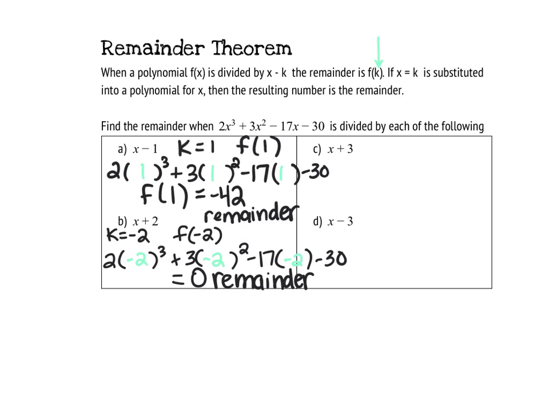All right, so in just a second, I want you to pause this video. I actually want you to do C and D. So I want you to determine what your k value is and then plug that into your polynomial and figure out what your remainder is going to be. And then once you're done, unpause it and then check your answer.